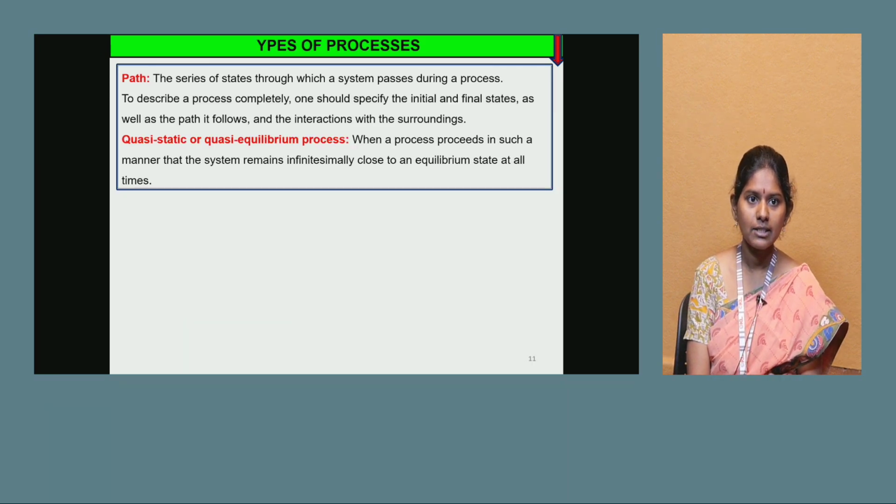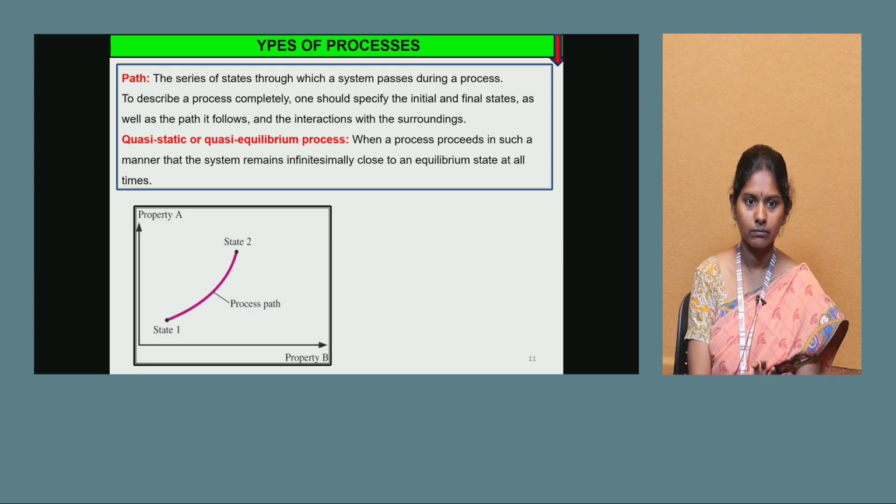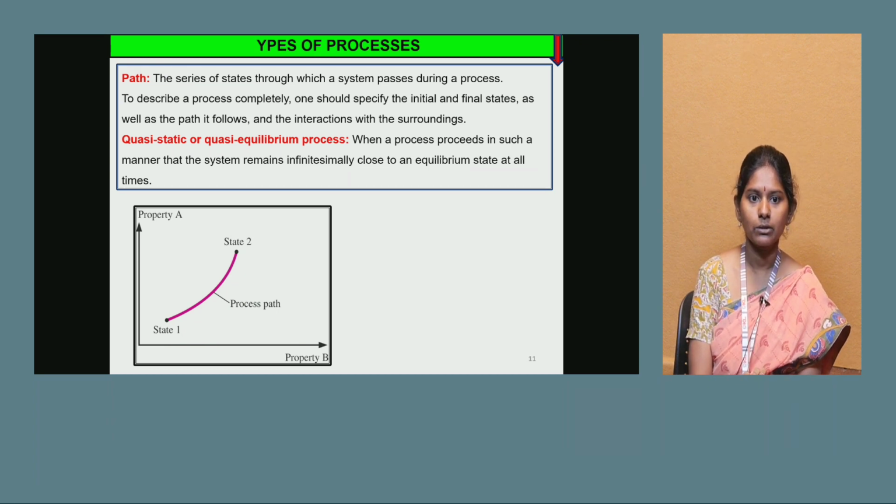Next, types of processes. Path is the series of states through which a system passes during a process. To describe the process completely, one should specify the initial and final states as well as the path it follows and the interaction with the surroundings. Quasi-static or quasi-equilibrium process: a process proceeds in such a manner that the system remains infinitesimally close to an equilibrium state at all times. So when a process changes from state 1 to state 2, the path it is opting is called the process path.